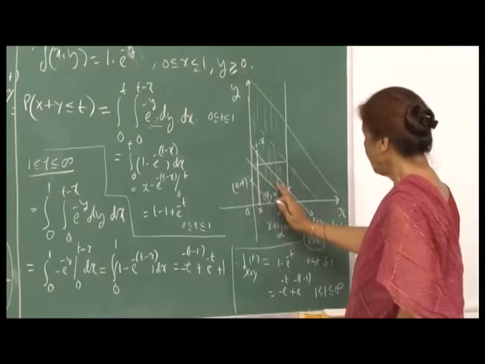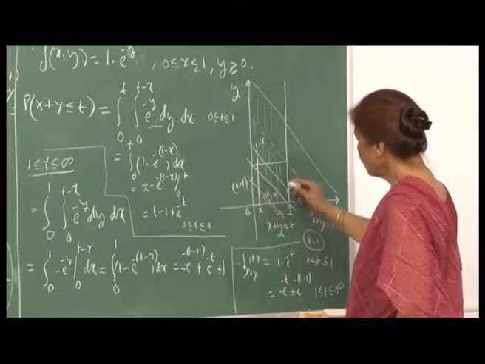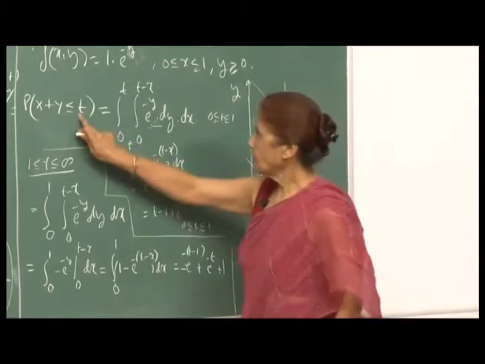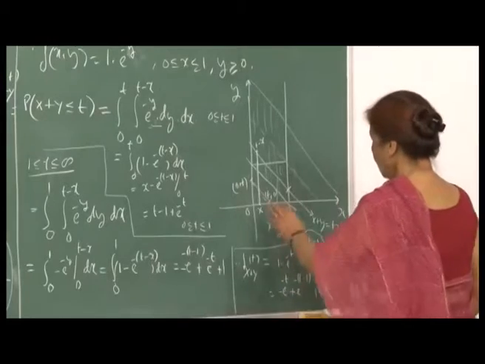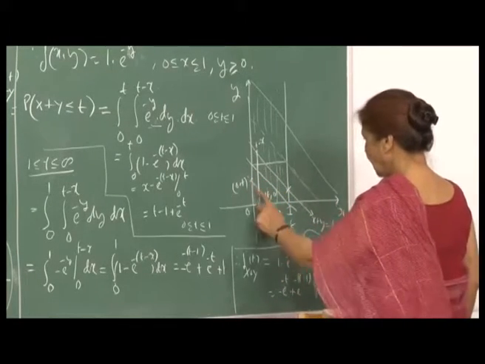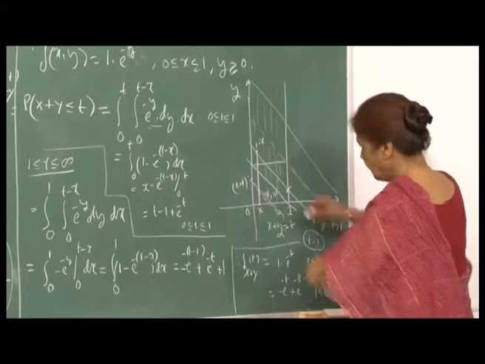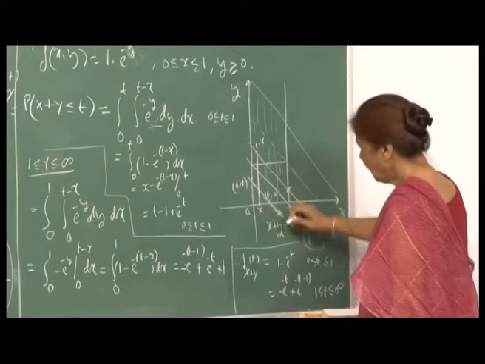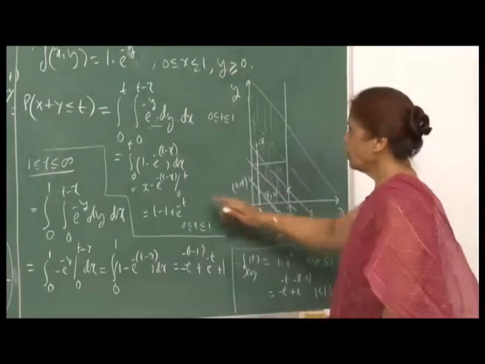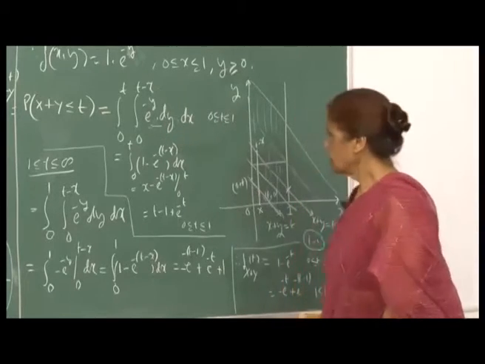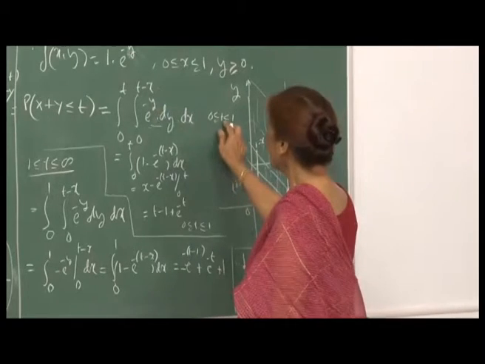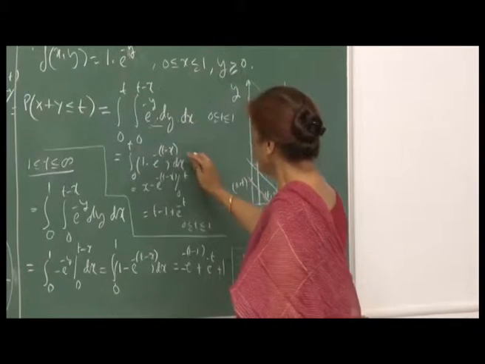So, this is the region of integration, and I was trying to tell you that we have to separate the integration into two parts, because for x plus y less than or equal to t, as long as t is between 0 and 1, this is the area which has to be covered. So, if you take the line x plus y equal to t, then the limits for x are from 0 to t, and for y from 0 to t minus x.